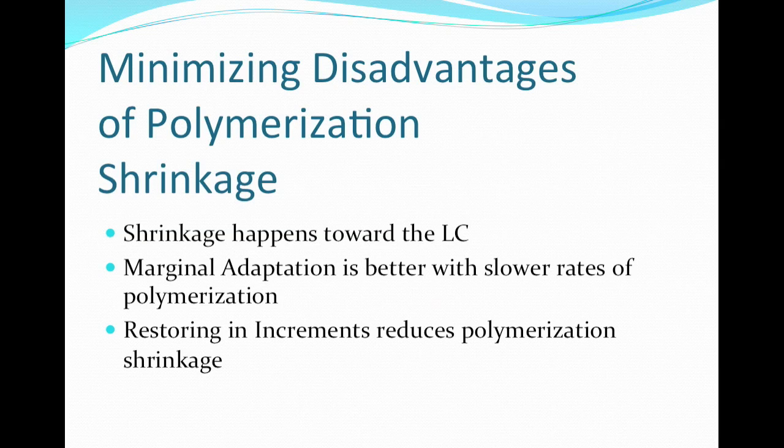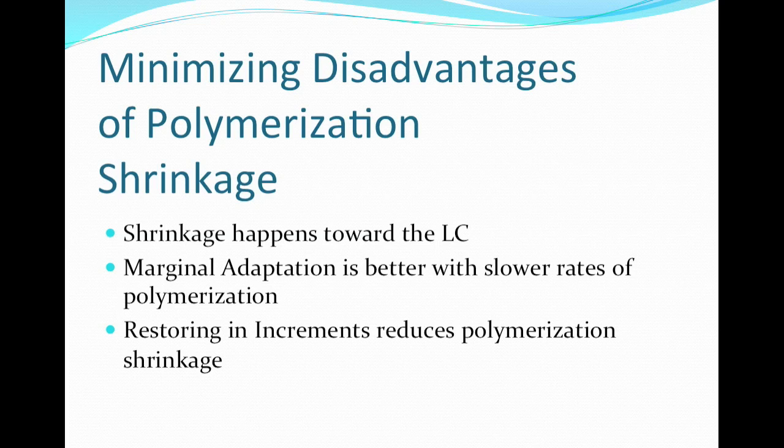Okay, minimizing these disadvantages. So these are 3 facts that I want you to know up front, and then we'll talk about how we can use them. Number 1, shrinkage we know happens towards the light cure unit. So when you place a light on a composite, it shrinks towards the light. Next thing, marginal adaptation is better with slower rates of polymerization. So if you can slow down the process a little bit, you actually get better marginal adaptation. And then restoring in increments reduces polymerization shrinkage.